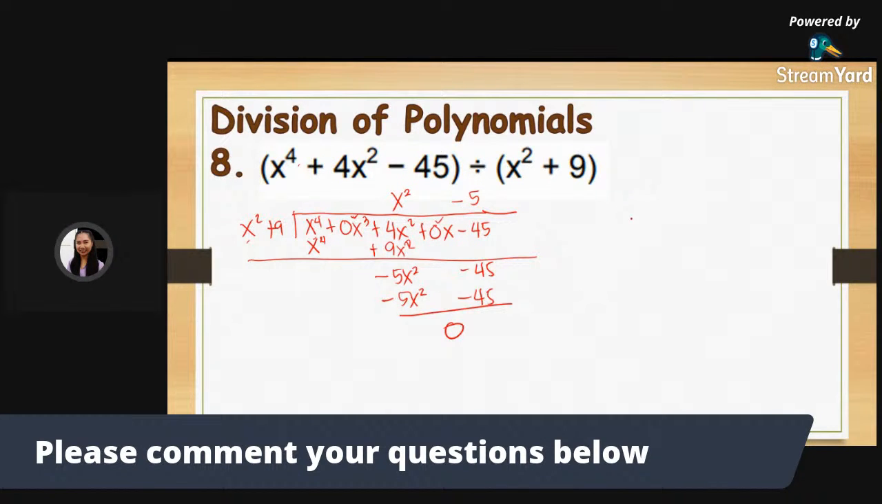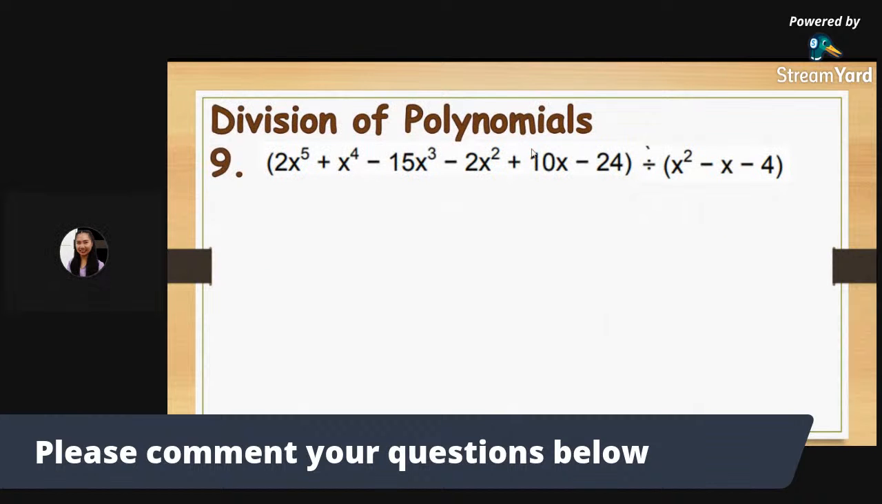Let's try to check with synthetic division. Again, we have to arrange 1 for the fourth power, 0 for the cube, 4 for the squared, 0 for the x, and negative 45 for the constant. Then, what will happen to our answer here? Okay, sorry. We cannot use synthetic division here because it is squared. There is another solution for synthetic division, but we will not discuss it right now because this one is squared. Okay, so let's continue with our number 9.